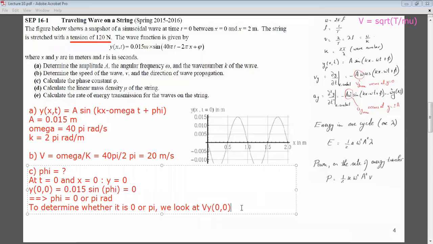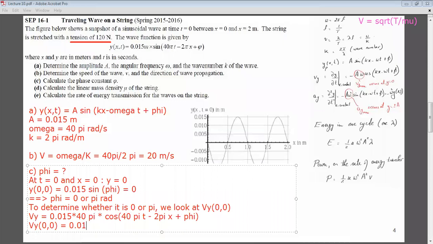This is the Vy at 0, 0. So first we write its equation. So Vy, this is my y. I take the first derivative with respect to time. So it is 0.015 times omega, which is 40 pi, times cosine of whatever I have inside, so this is 40 pi t minus 2 pi x plus phi. Vy at 0, 0 is equal to 0.015 times 40 pi times cosine of phi.